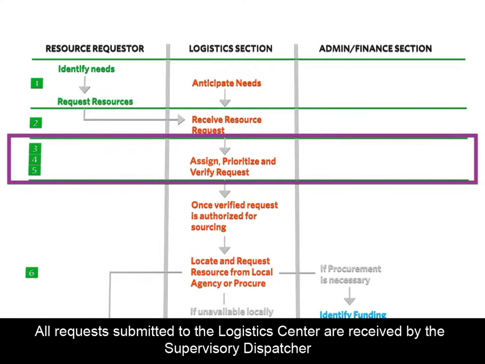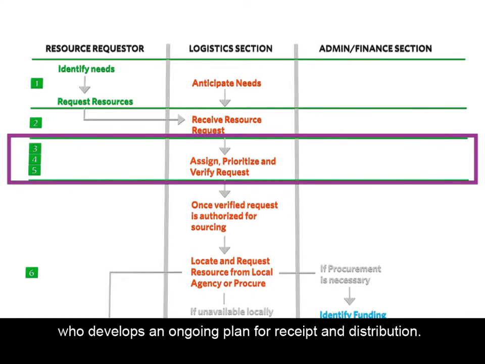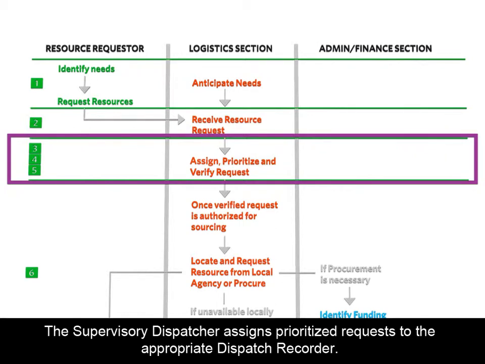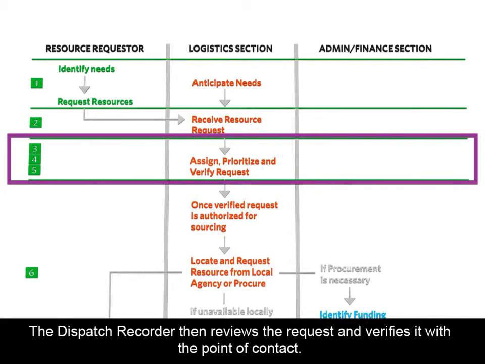All requests submitted to the Logistics Center are received by the supervisory dispatcher, who develops an ongoing plan for receipt and distribution. The supervisory dispatcher assigns prioritized requests to the appropriate dispatch recorder. The dispatch recorder then reviews the request and verifies it with the point of contact.